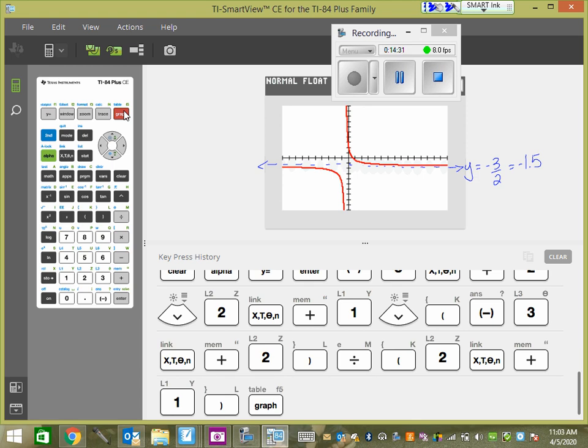There's no way you're guessing that. So if you don't actually know the rules, you're going to probably guess negative 1 or negative 2 as your asymptote, and that's wrong. So we need to know our rules, okay?